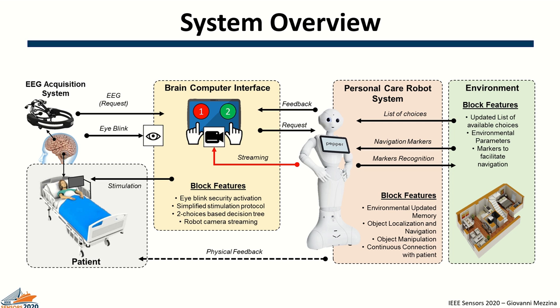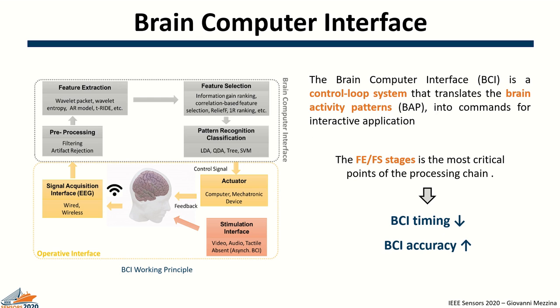It is important to highlight that both the brain-computer interface and the robot are always connected with the block that is named environment. That updates in real time, for instance, the food and drink availability to the patient. Once the request has been formalized, the robot should autonomously navigate to the needed stuff and then come back to the patient, bringing the requested stuff.